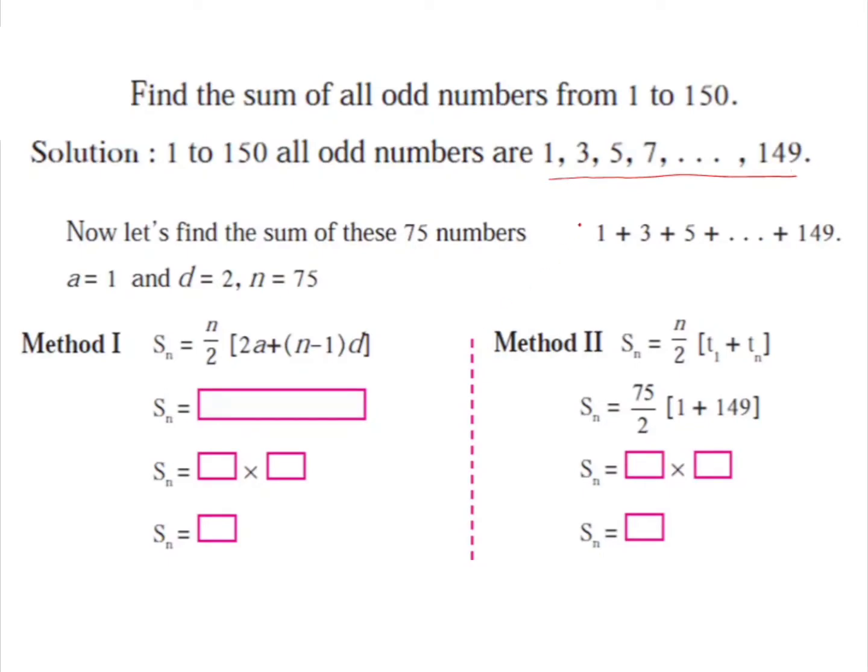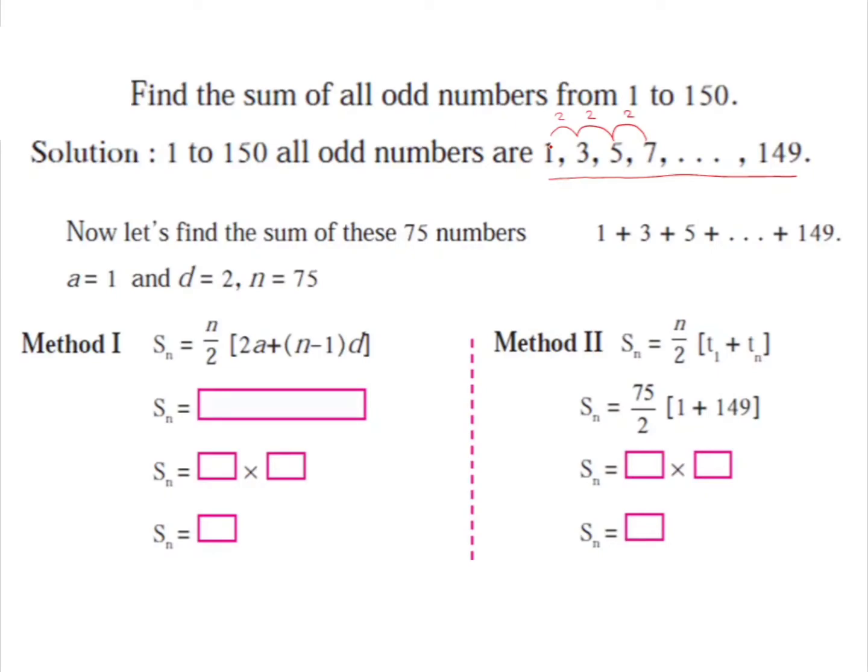This is an AP, because the difference between any two successive terms is constant. The difference between 1 and 3 is 2, 3 and 5 is 2, 5 and 7 is 2, and so on. So as the difference between any two successive terms is constant, that's why this is an AP.